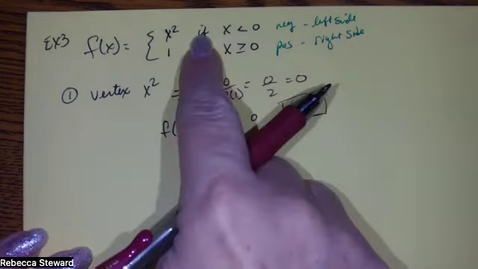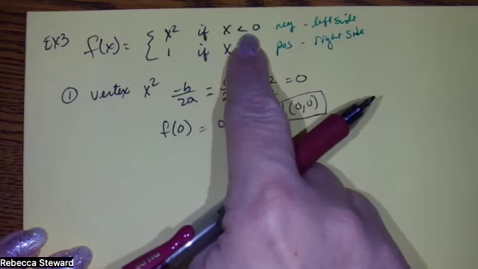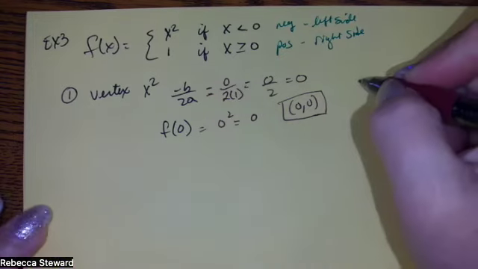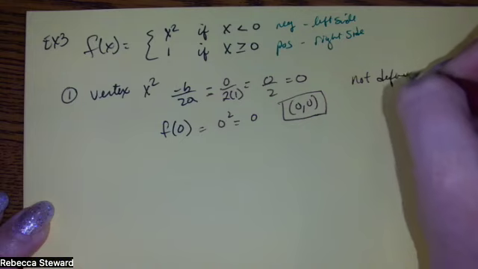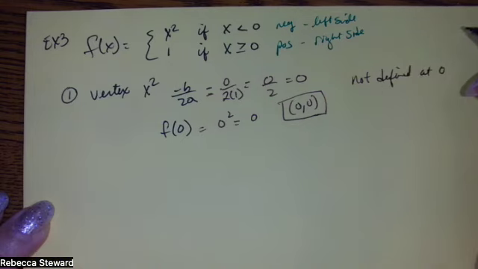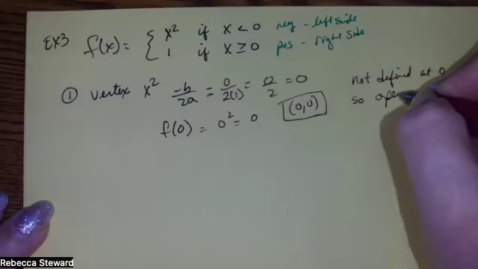Now, pay attention though, this graph is not defined at 0. This part of the graph is not defined at 0. So it will be an open circle.